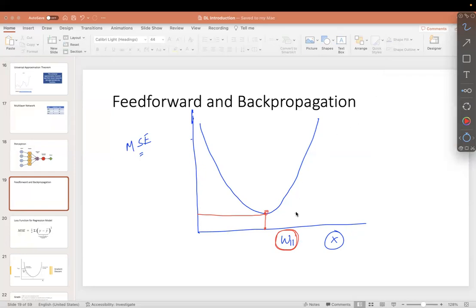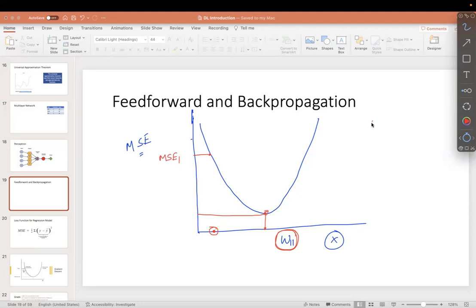But of course, when you randomly initialize W11 initially, it can fall anywhere on this axis. Yes or no? So let's assume that when I randomly initialize the value of W11, the value is here. And in the first iteration, when I did all this feed forward and calculated my MSE, this was my MSE.